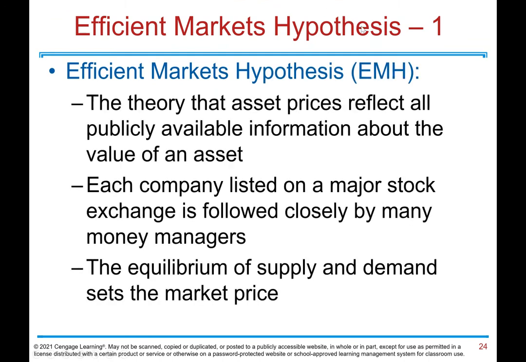Efficient market hypothesis 1. The efficient market hypothesis, or EMH, is the theory that asset prices reflect all publicly available information about the value of an asset. Each company listed on a major stock exchange is followed closely by many money managers. The equilibrium of supply and demand sets the market price.